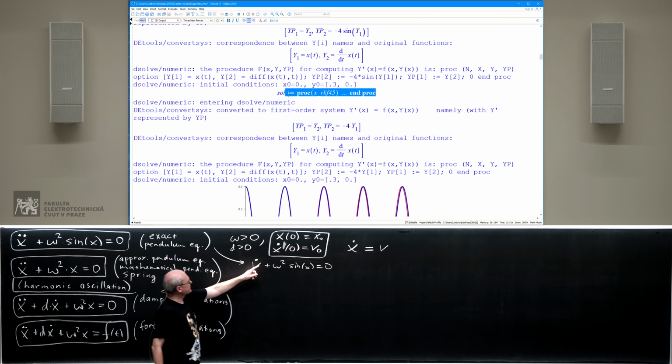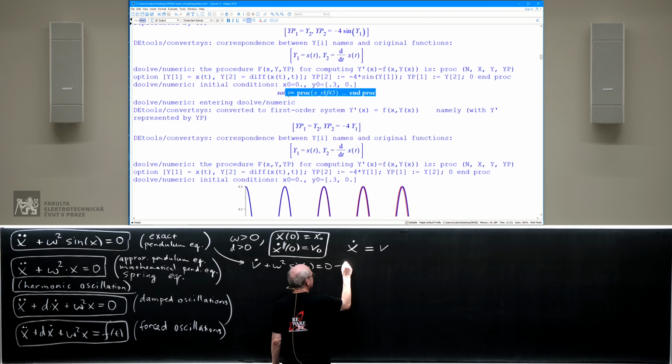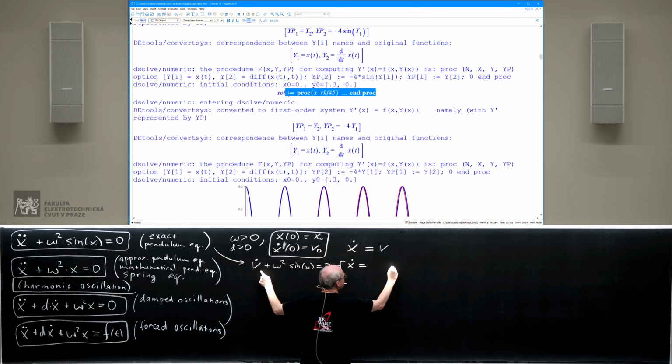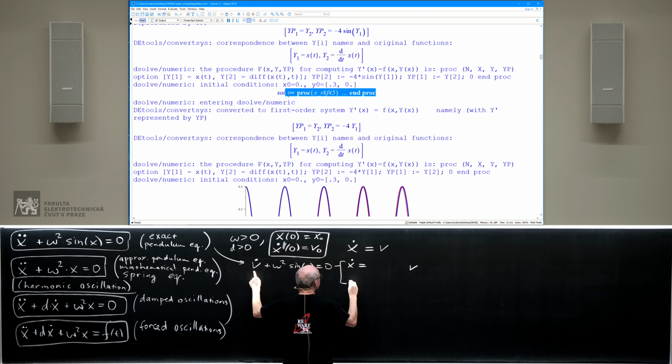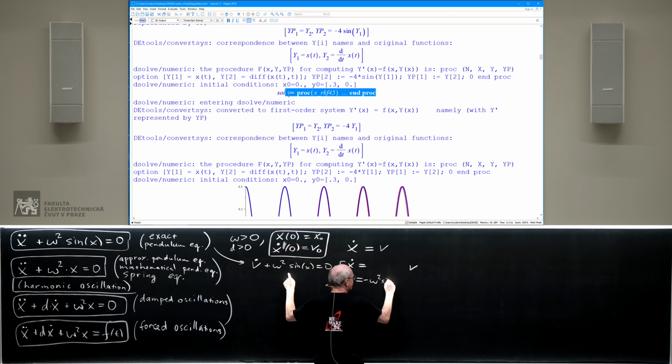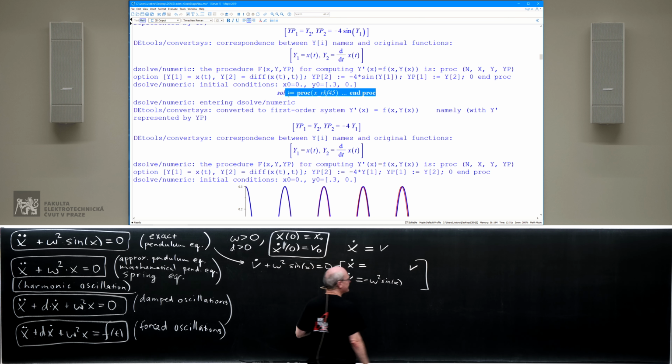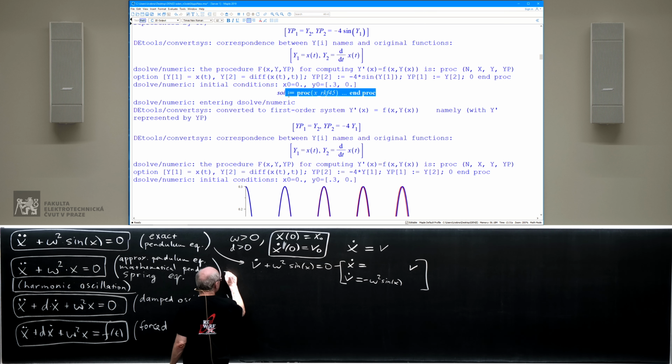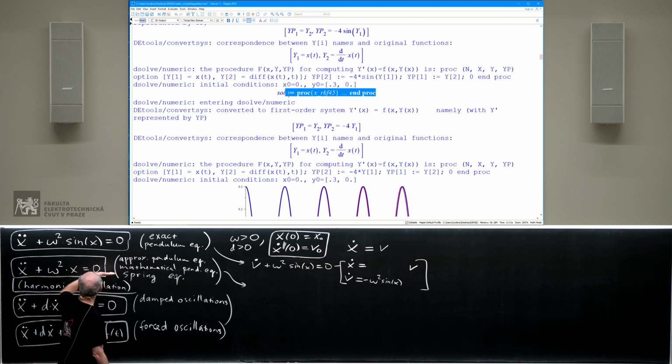And now I can take these equations, put them together, and I get a system. The system reads x dot is equal to v, v dot is equal to minus omega squared sine of x. I intentionally put v on the right-hand side there so that we can see the matrix of the system like that. It's a matrix where on the diagonal you have zeros, and on the second minor diagonal you can see these two terms.